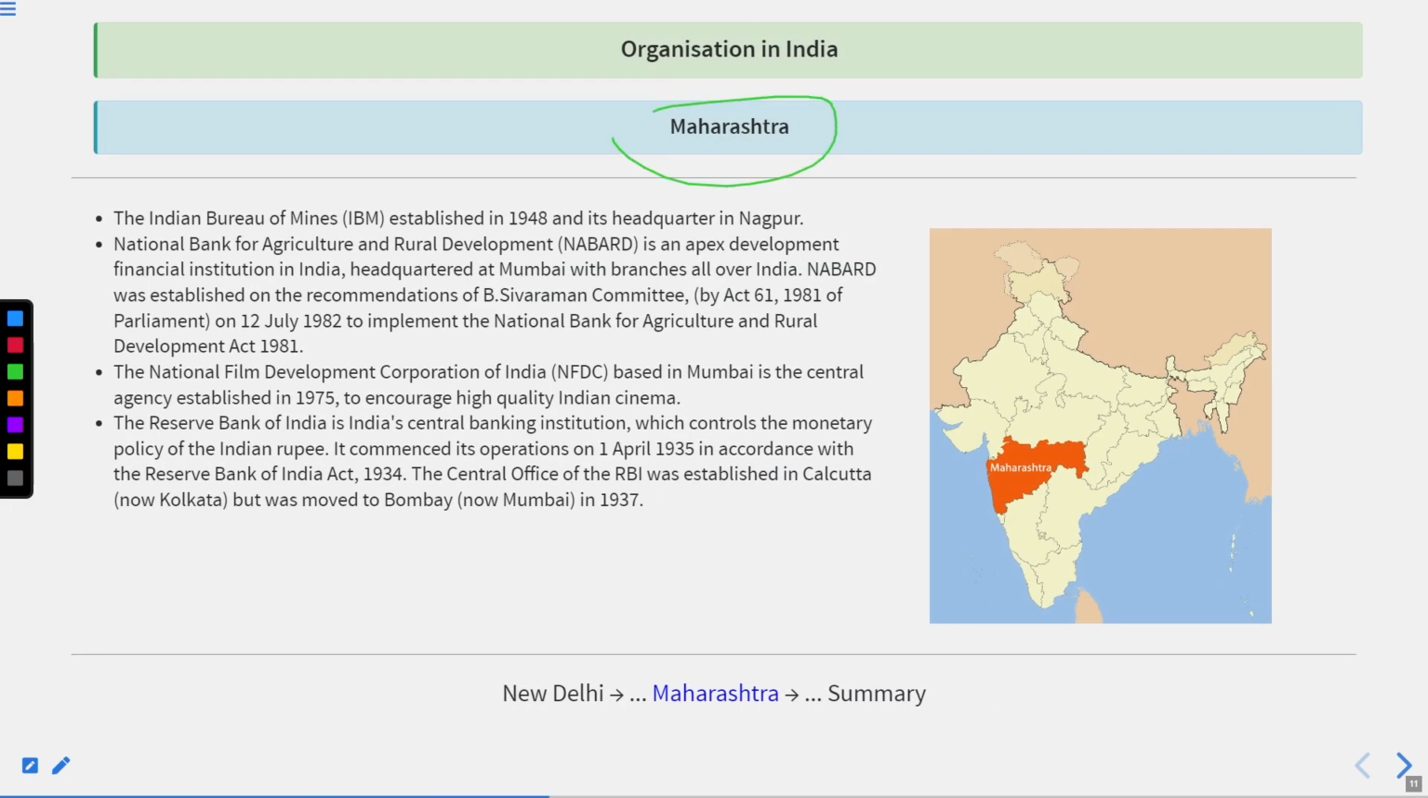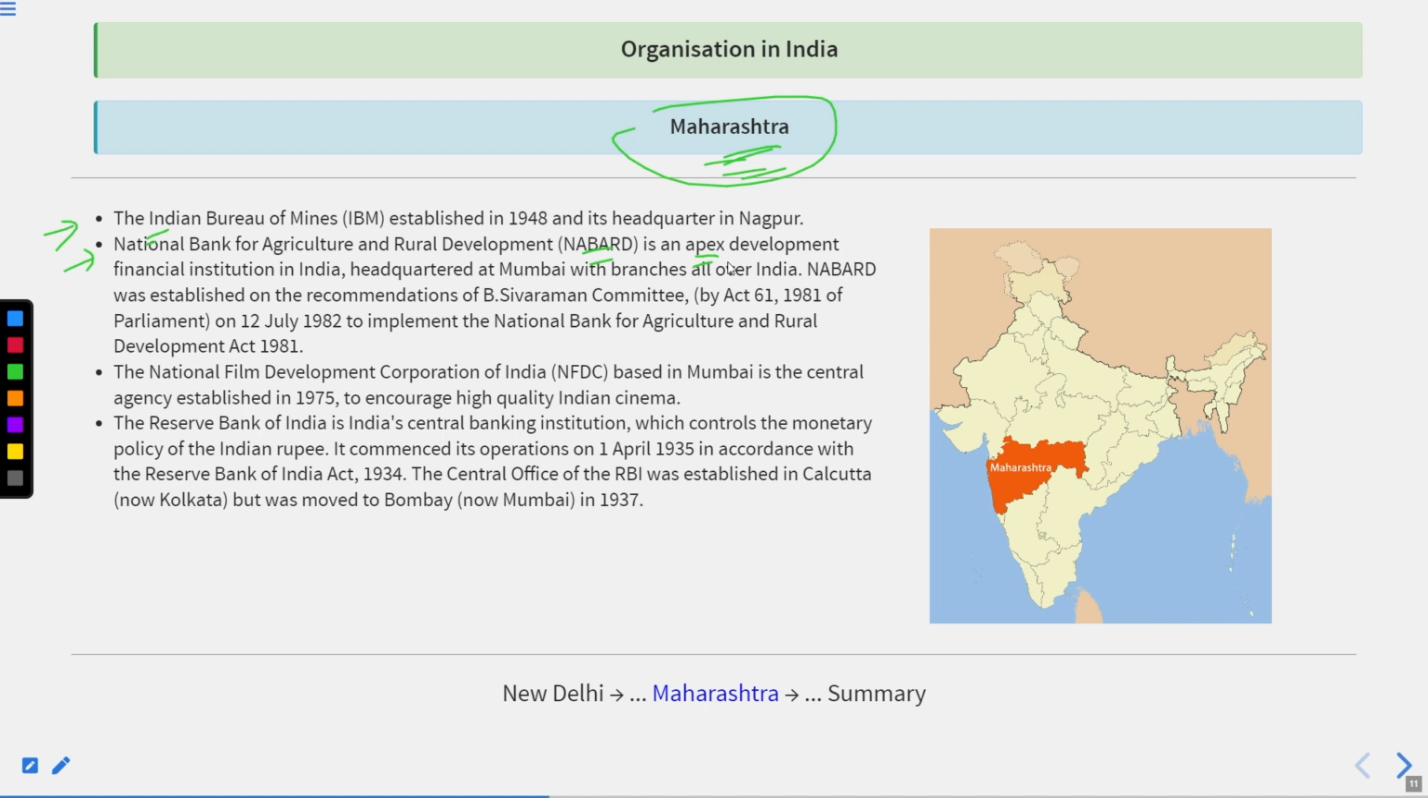After New Delhi, now we have Maharashtra. First is the Indian Bureau of Mines, established in 1948, headquartered in Nagpur. National Bank for Agricultural and Rural Development, NABARD, which is an apex development financial institution in India, headquartered at Mumbai with branches all over India.